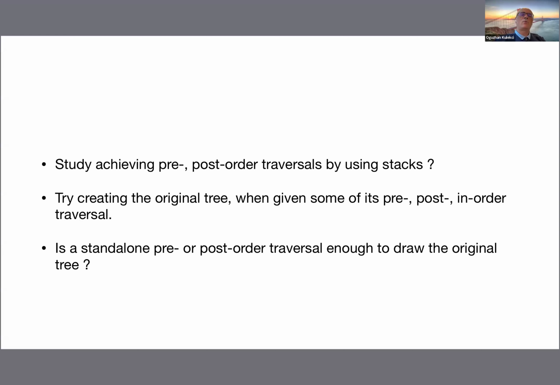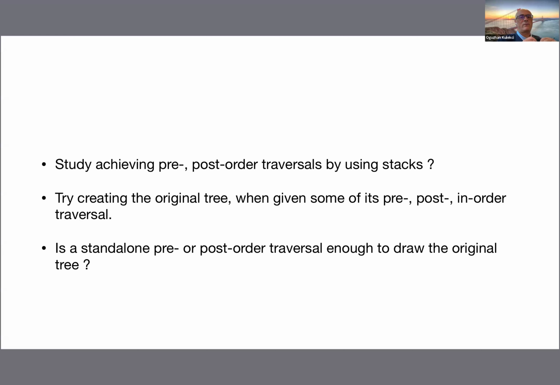And what would be a nice exercise again? Trying to create the original tree when given some of its pre-order, post-order, in-order traversals. I mean, so the pre-order traversal of this tree is this, and the in-order traversal is given like that. Could you please draw me this tree? Okay. And why do we need 2 of them? Because think about that.